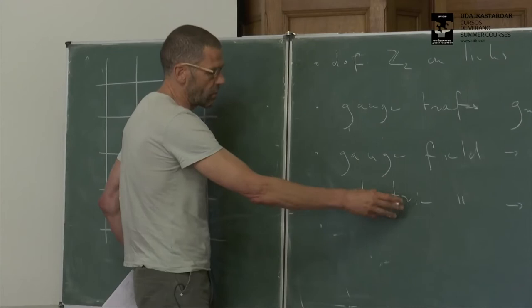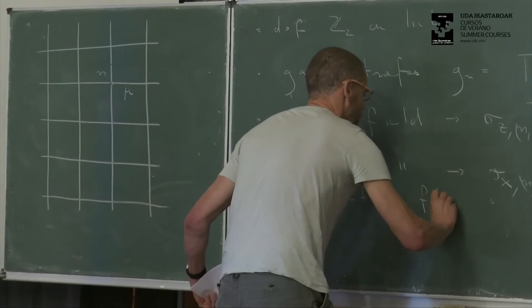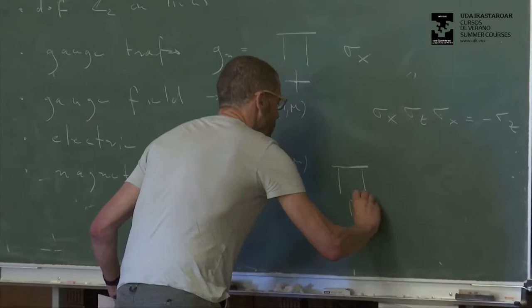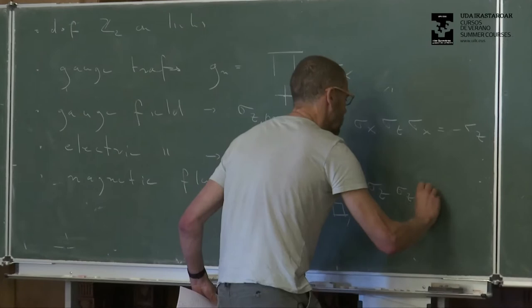In a way, the complementary quantity to this electric one was a magnetic flux, and the magnetic flux was defined relative to plaquettes and simply the product of all sigma z's around them. So that is a product around a plaquette of sigma z's, and it's always defined relative to a certain plaquette. So sigma z, sigma z, sigma z, sigma z. Here we could actually write sigma x, sigma x.